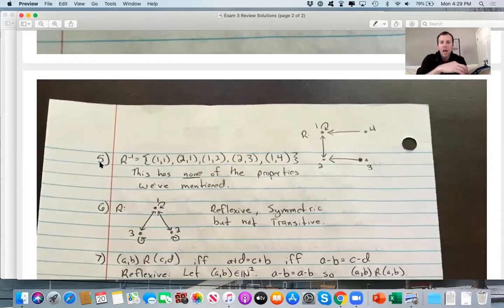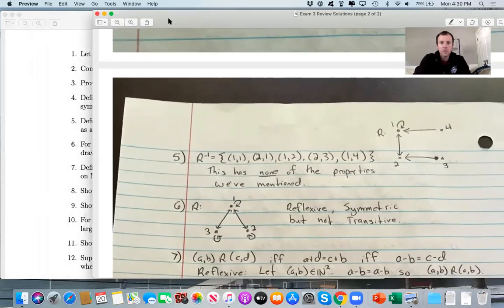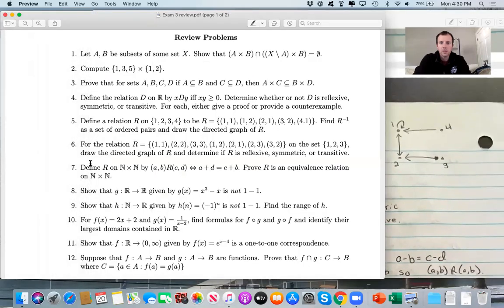So you have to look back and see that these pictures are right. For the inverse, you just flip all the pairs. So this is the relation where we've reversed every pair. Let me try to get both of these on here.